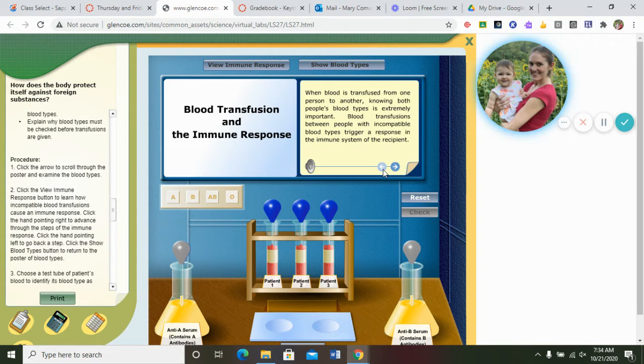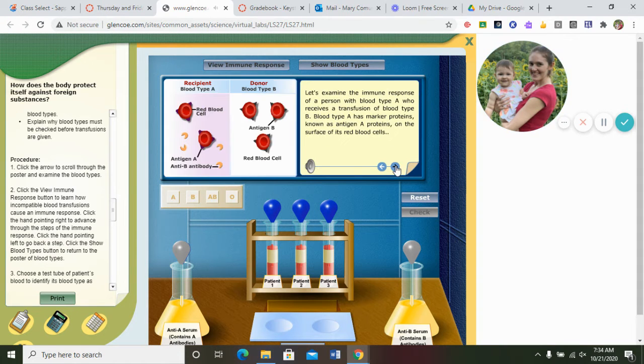When blood is transfused from one person to another, knowing both people's blood types is extremely important. Blood transfusions between people with incompatible blood types trigger a response in the immune system of the recipient. Let's examine the immune response of a person with blood type A who receives a transfusion of blood type B. Blood A has marker proteins known as antigen A proteins on the surface of its red blood cells.